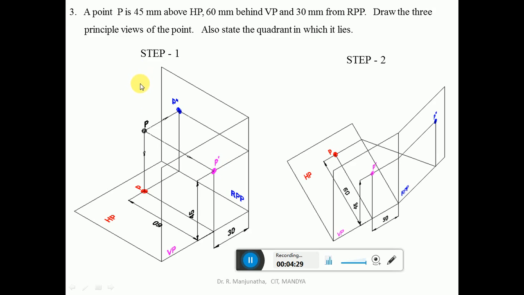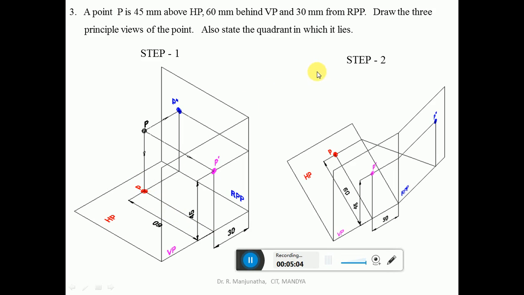Now when the observer looks from the top view, the distance behind VP is seen. The distance behind VP is 60 mm. So from here to here it will be 60 mm. When it is projected onto the horizontal plane, the image will be small p here. So the distance you get is 60 mm behind VP.